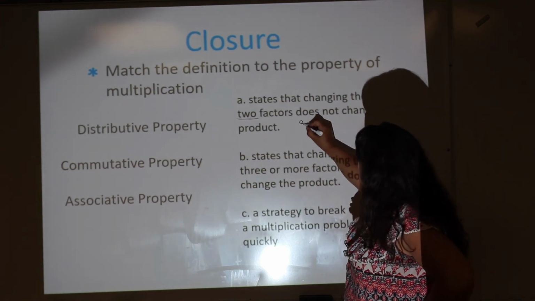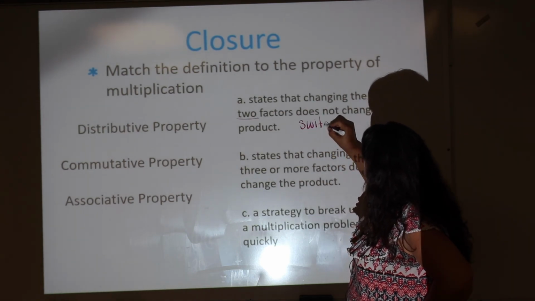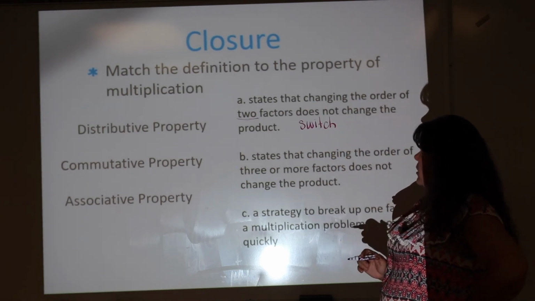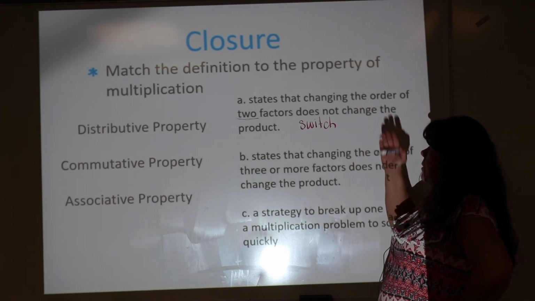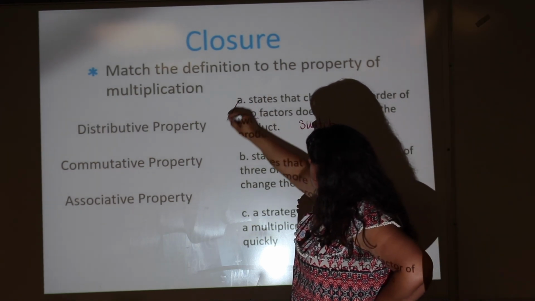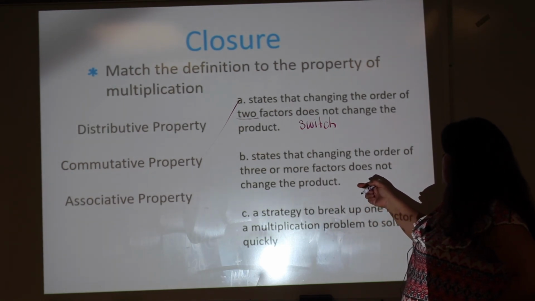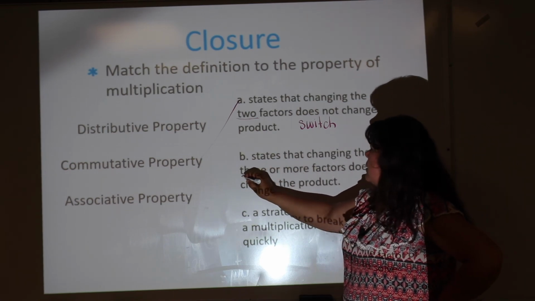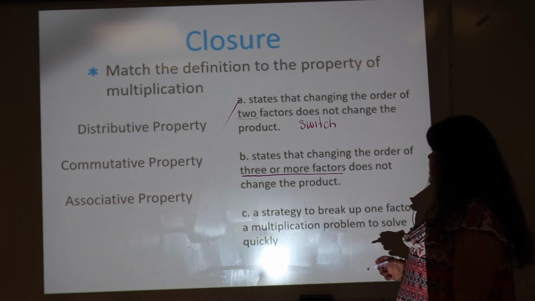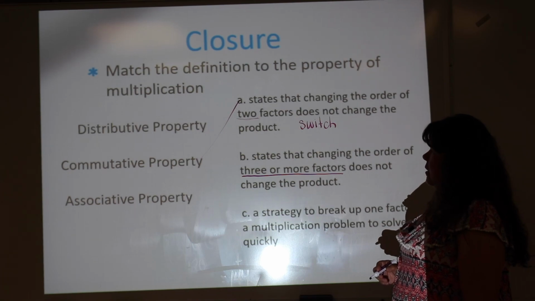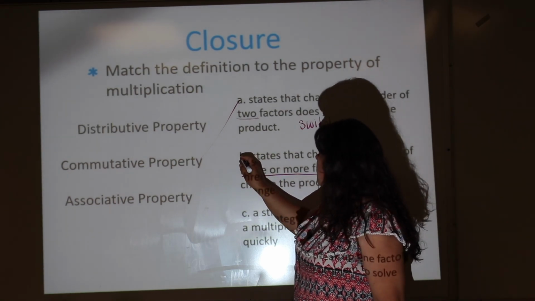States that change in the order. Oh, I also remember that we talked about this word. So which one do we just switch them? Because that's what we're doing, we're just switching them. Hopefully you're thinking about the commutative property. B states that change in the order of the three or more factors does not change the product. Man, I remember we just did that one.